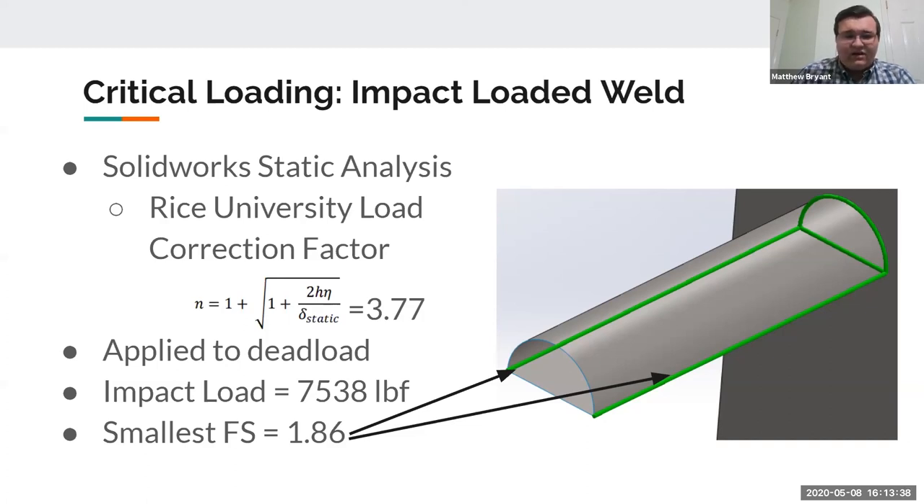Even then, our smallest factor of safety is in the side welds, about 1.86. It's a little low, but those welds don't support the weight of the tire, which would still be suspended even if those welds failed, and it's above a factor of one even in this freak accident scenario, so we were very reassured by that.